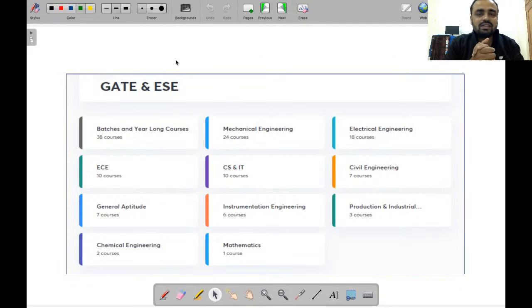So my dear friends, under the GATE ESE, you already know there are various branches, but for which branches Unacademy is offering you the GATE and ESE preparation, I have already mentioned over here, like CS IT, instrumentation, production, chemical, mechanical, electrical, electronics. So these are the branches for which Unacademy is offering you the GATE and ESE preparation.